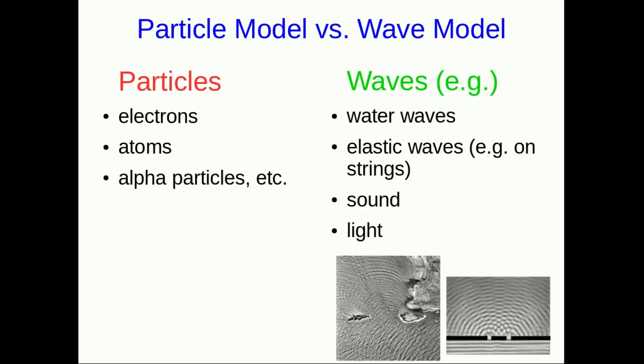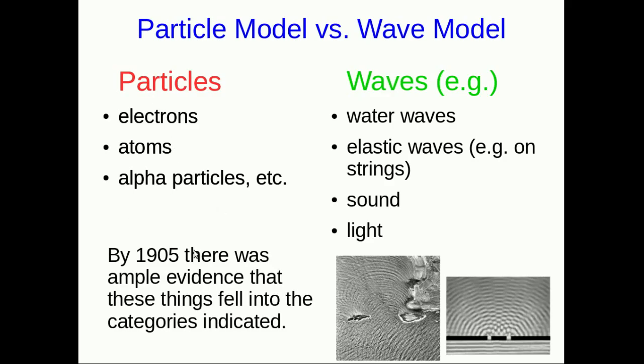Now, here's just a little list of some things that we've seen and one that we haven't, which are particles and waves, right? Water waves and elastic waves on strings, and sound and light are waves, and electrons and atoms are particles, and maybe you don't know what alpha particles are. They're a kind of nuclear radiation. Well, they're particles too. And by around 1905, there was very good evidence that all of these things that I've put on these lists fell into these categories that I've indicated. And around 1905, that picture started to fall apart. And that's sort of the story we're going to be looking at.